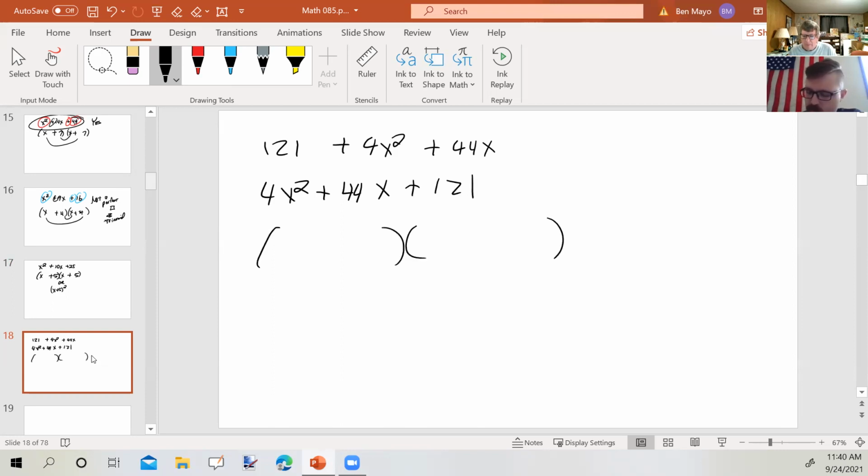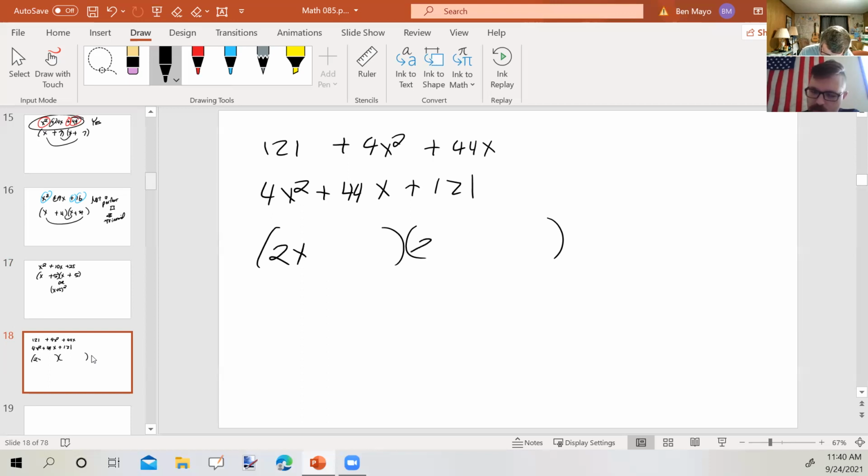Now, this is a trinomial that has a leading coefficient other than a 1. So if I'm going to factor it by the normal procedure, I've either got to use grouping or trial and check, both of which take a while. But let's see if it's a perfect square trinomial.